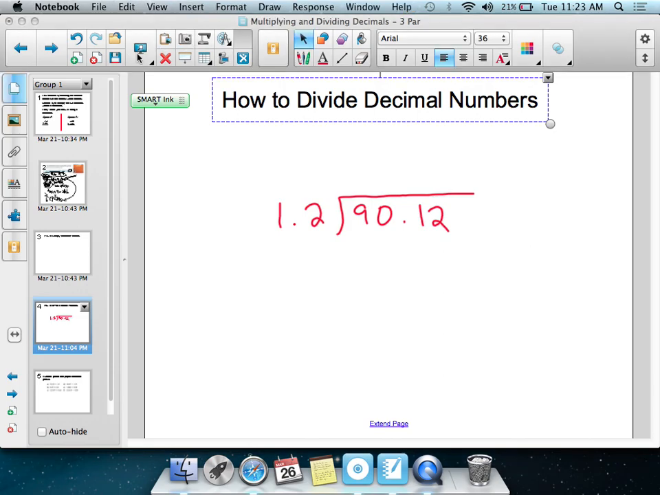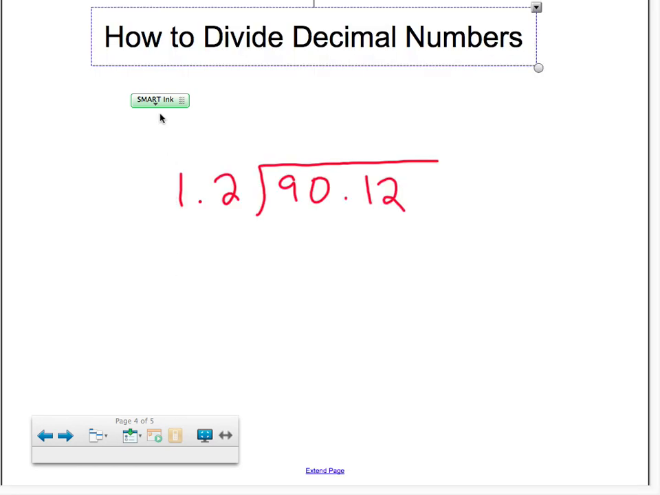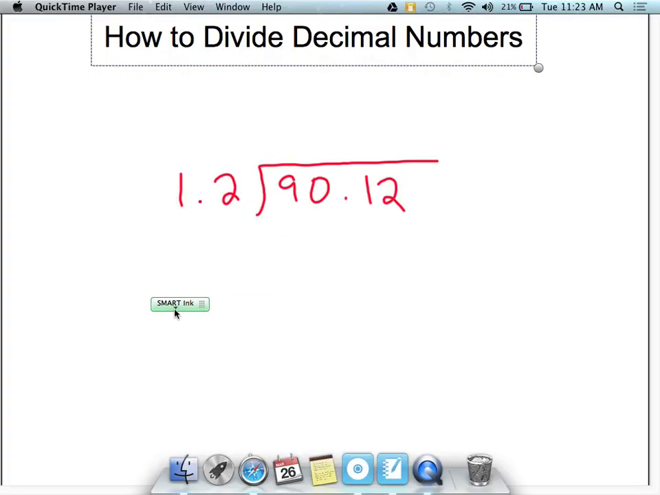Mr. Primo acknowledges that something funky happened last time, so we're going to do this again. So the first step when you're dividing longhand by decimals is to do what? Does anyone remember what we did last time?